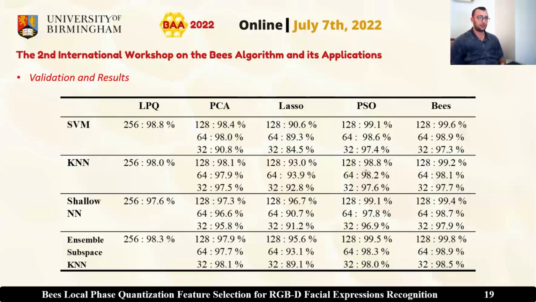Here we can see this algorithm has the best performance, then we have PSO best performance, then we have all the data with LPQ, then we have PCA, and final place is for Lasso.